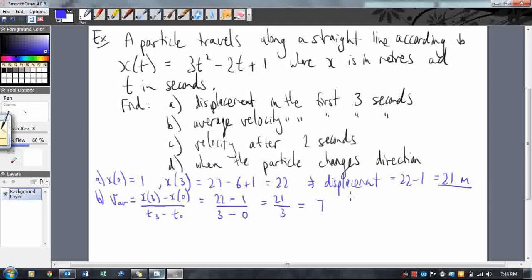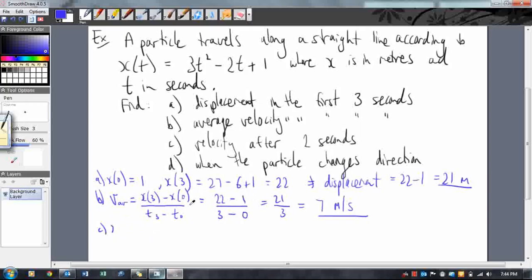And it's average velocity, so it's meters per second, because x is measured in meters, time's measured in seconds, so 7 meters per second. Okay, good. Part C, velocity after 2 seconds. Okay, so we've got our x of t, x of t is equal to 3t squared minus 2t plus 1. I'm not going to write it, it's going to take up too much space.